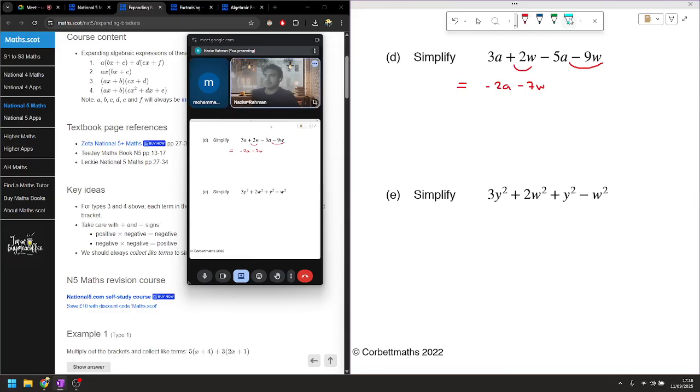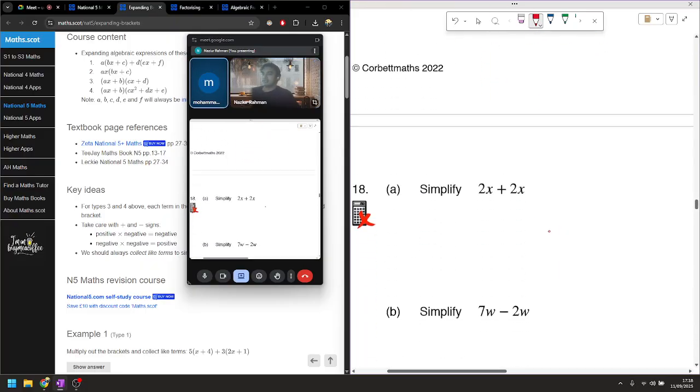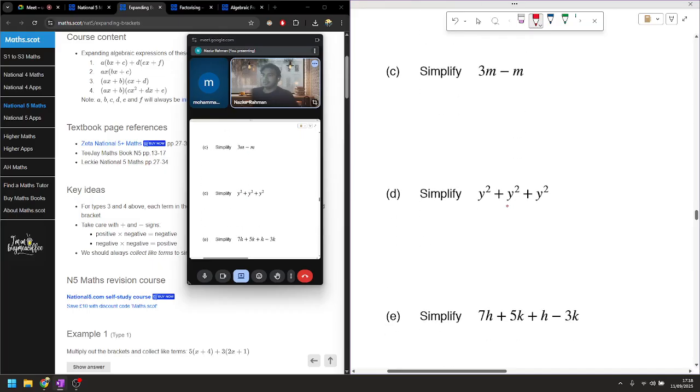So y squared is a term, so you can add the y squareds together. Anything that has a y squared you can add together. And w squared is a term, so anything that has a w squared you can add together. Okay, so we have 3y squared plus 1y squared, so that's 4y squared. And then 2w squared take away 1w squared. So positive 2 take away 1 is positive 1, because this is bigger. So it's just w squared. Okay, so these should be fine.